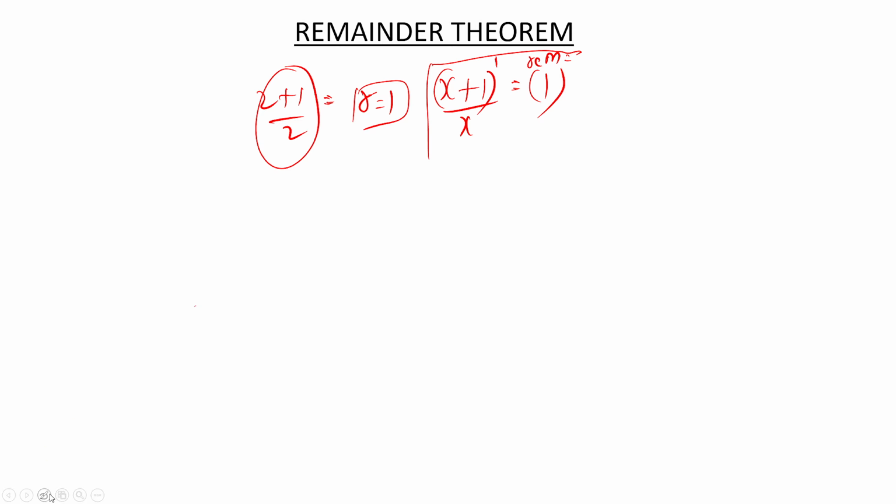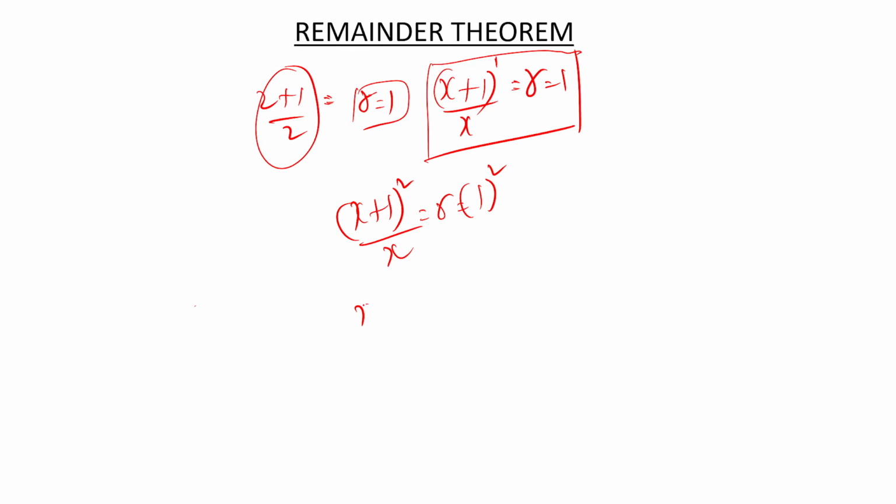Let me erase it and write it clearly so that you won't misunderstand what I'm writing here. We'll get remainder equal to 1. That's how you do it. Hope you understand. The same goes for x plus 1 whole square by x: we'll get remainder 1 square. The same goes for x plus 1 whole cube by x: we'll get remainder 1 cube.